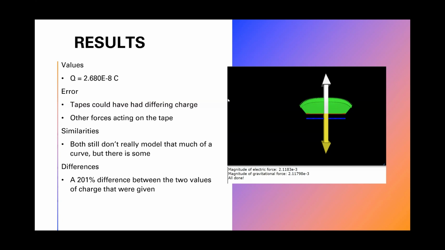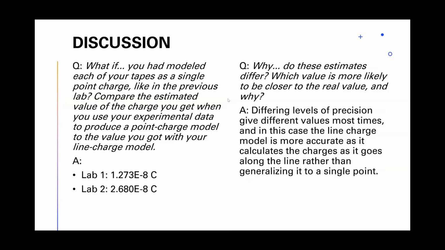So our discussion: what if you had modeled each of your tapes as a single point charge, like in the previous lab? Comparing these values, we see, as I said before, a 200% difference on the Coulomb value. And these estimates matter because these are differing levels of precision in the calculations, and more often than not, having more precision will give you a more accurate answer. So calculating this tape as a line charge instead of just a singular point charge generalization will give us a value that's closer to what should actually be true.